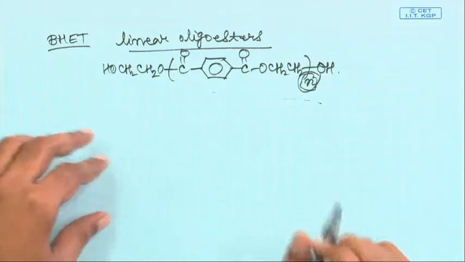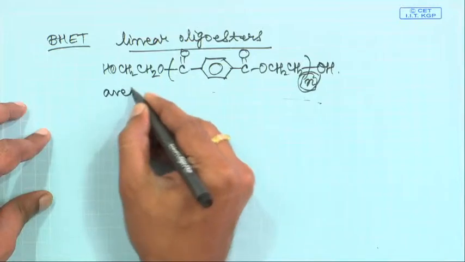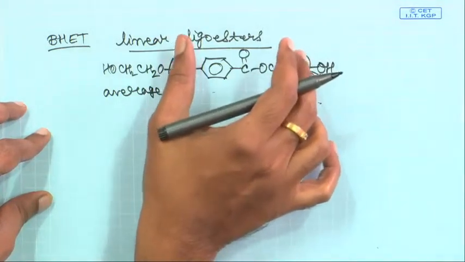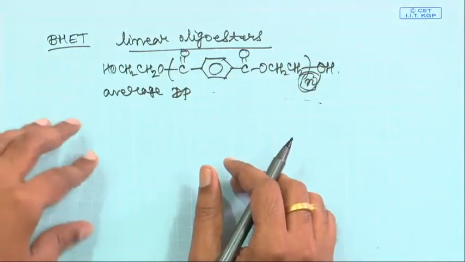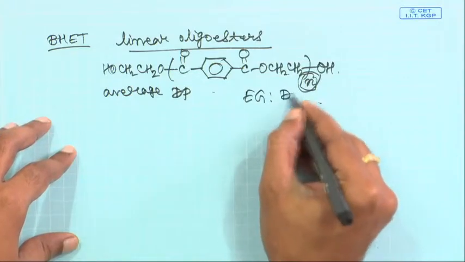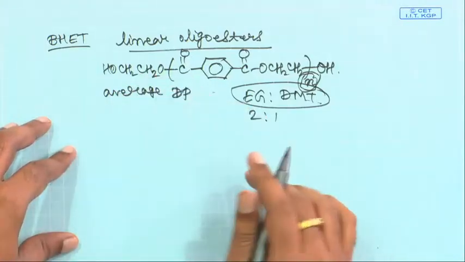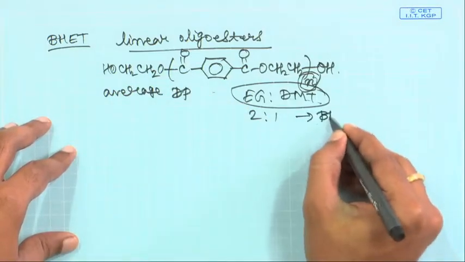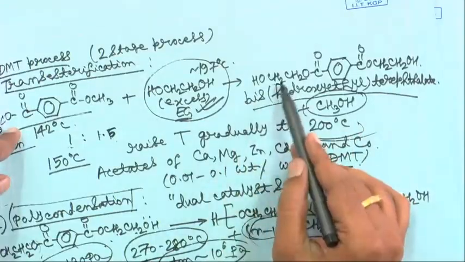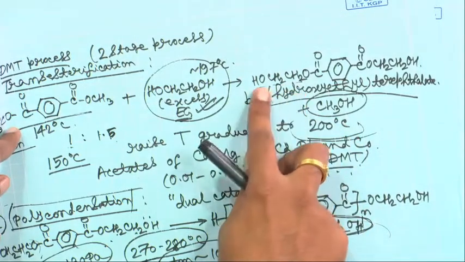Now, these linear oligoesters will be produced, and the average degree of polymerization of the linear oligoester produced in the first step, the transesterification step, will depend on the ratio of ethylene glycol to dimethyl terephthalate that you are using. If you are using 2 to 1, which we are not using in this case, you will get only bis hydroxy ethyl terephthalate. Bis means there are 2 units of this, and this is hydroxy ethyl.